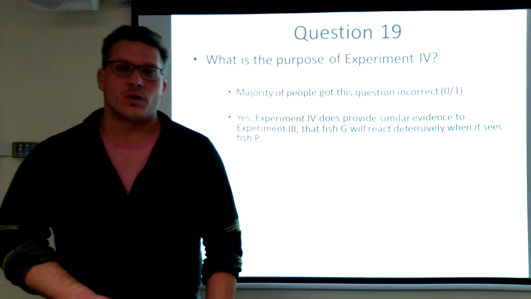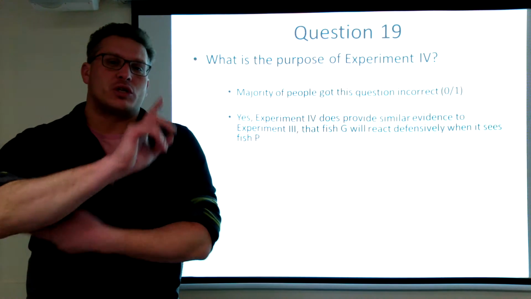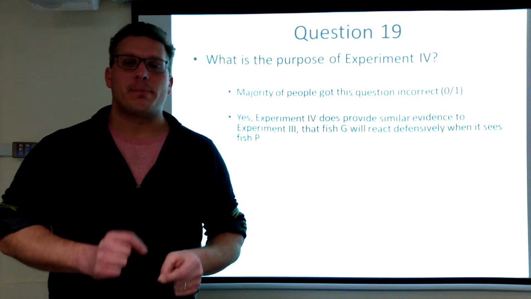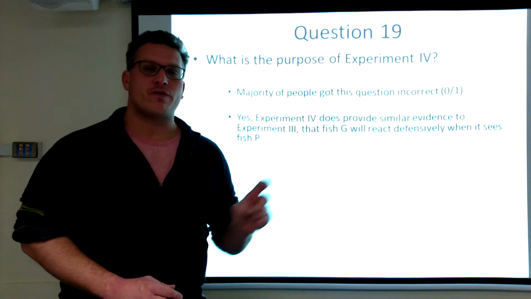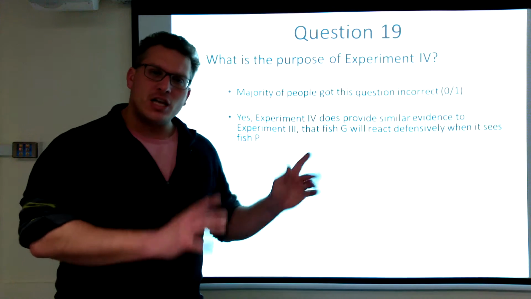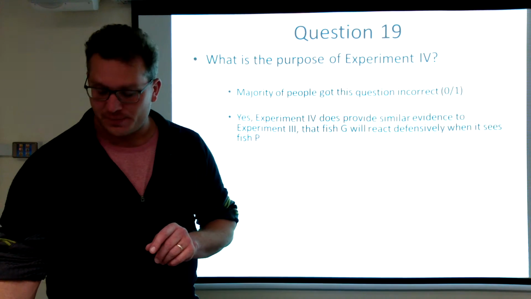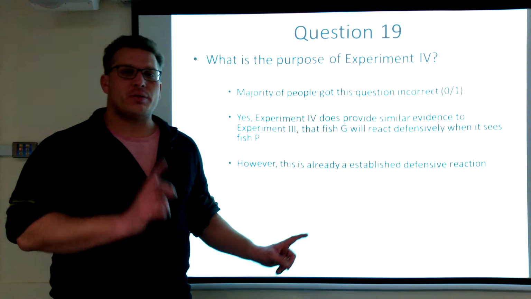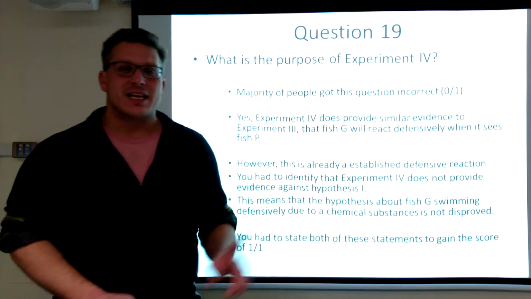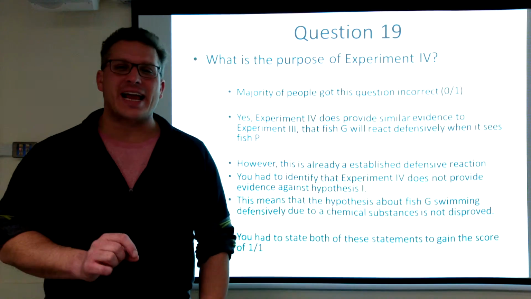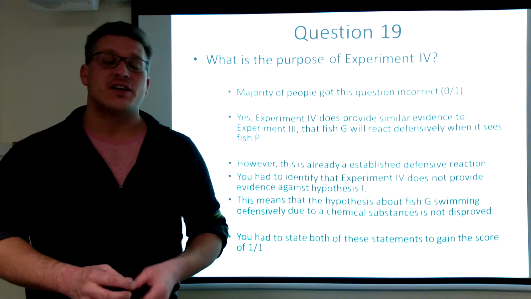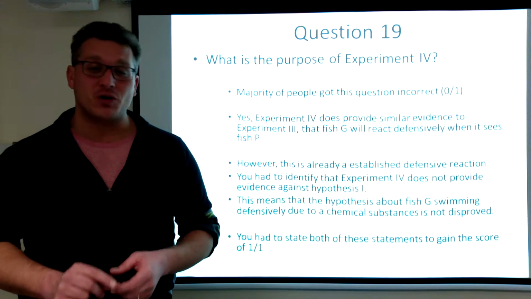So, first of all, there is evidence from experiment 4 to support that fish G has a defensive strategy based on vision. So we can see here that with experiment 4, there is evidence similar to what we had in experiment 3. Many of you wrote this point. However, what it's saying here is that the actual defensive mechanism based on vision is already established. Thus, this experiment does not provide any evidence against hypothesis 1. There is no evidence against the fact that the defensive strategy could be based on a chemical influence.